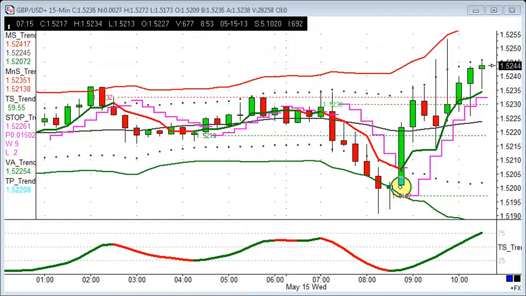Well, for today's trade of the day on Wednesday, the 15th of May, we're going to be looking at sterling against the US dollar. It's a 15-minute chart, so for all you day traders out there. And really the market started off just pulling back a little bit.